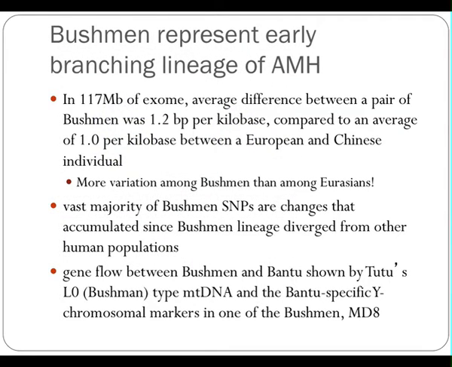So in terms of 117 megabase pairs of exome, the average distance between a pair of Bushmen, khoe-san, was 1.2 base pairs per kilobase. And that's comparable, in fact, it's slightly higher than that average between the European and the Chinese. And interestingly, most of these SNPs have accumulated in that lineage since they diverged from the rest of the human lineages. So they're not representing the ancestral state of humans. They have adapted in their own way. They've acquired SNPs in their own way as well. And it's clear that there's a gene flow between Bushmen and Bantu, shown by Tutu's L0 Bushman-type mitochondrial DNA, but his Bantu-specific Y chromosome markers.